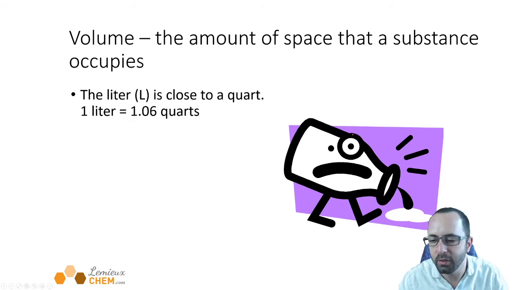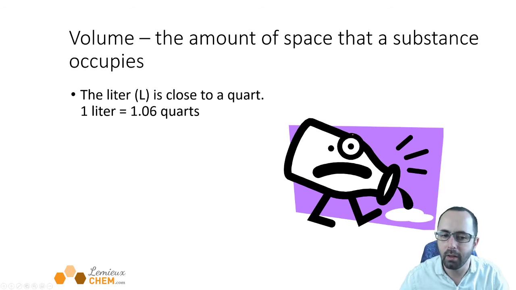Again, how many quarts are in a gallon? Do you remember? I think there's 4. How many pints are in a quart? How many pints are in a gallon? It's all very confusing. Instead, we're going to use liter, which is indicated by a big L.